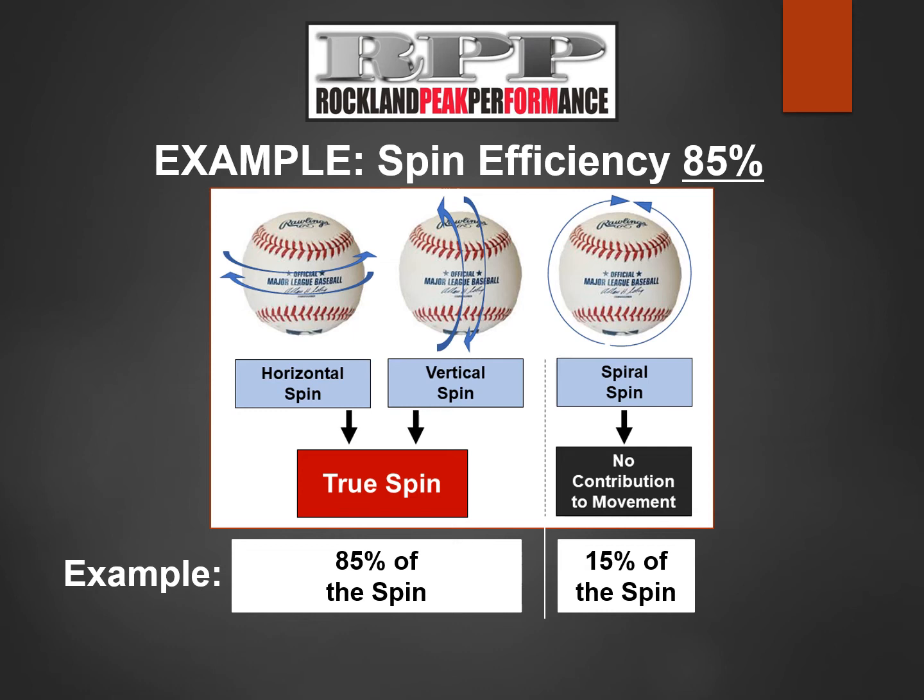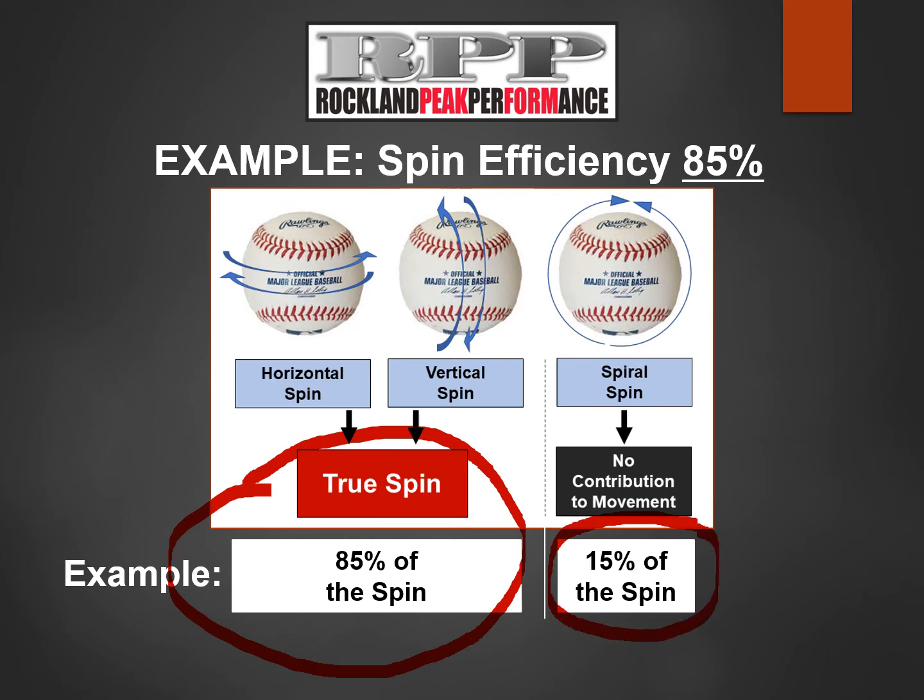Here is an example of a pitch with 85% spin efficiency. As you can see, 85% of the spin is what we call true spin, and 15% is spiral spin, which doesn't contribute to movement.